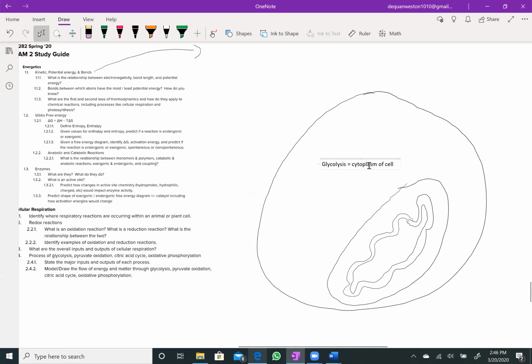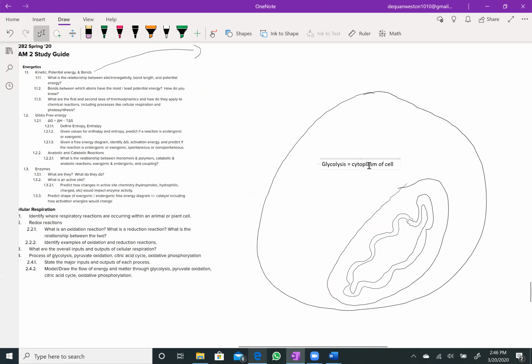And we'll say this is glucose to pyruvate. Net ATP plus 2. Boom. This is pyruvate to acetyl CoA.